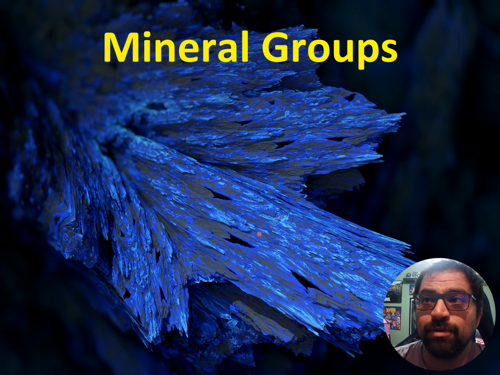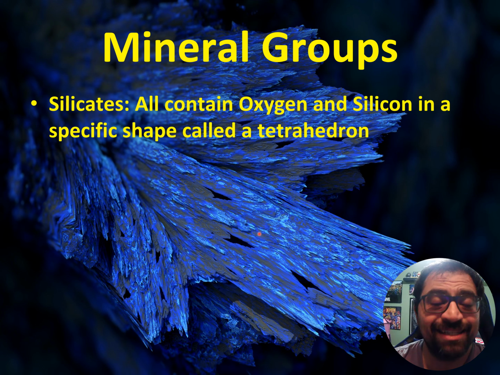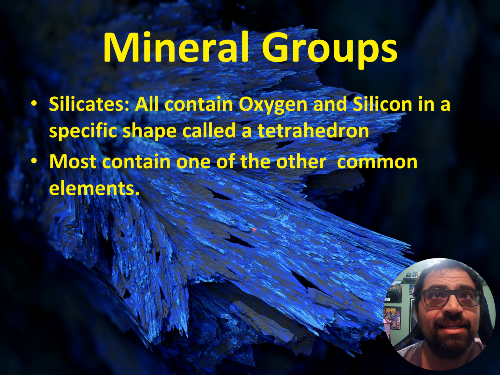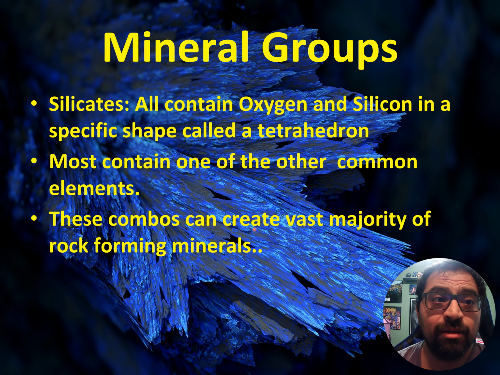So when we talk about these mineral groups, like we said, we're going to start talking about the silicates. The silicates all contain oxygen and silicon in a very specific shape called the tetrahedron. A lot of these silicates are going to tend to have some other common elements, so aluminum or potassium or magnesium, but they can occasionally contain some of the other rarer elements.